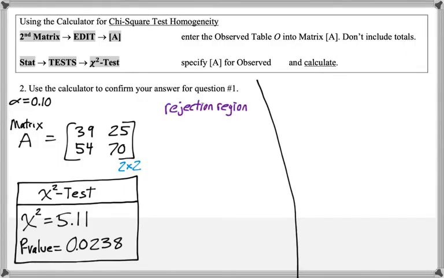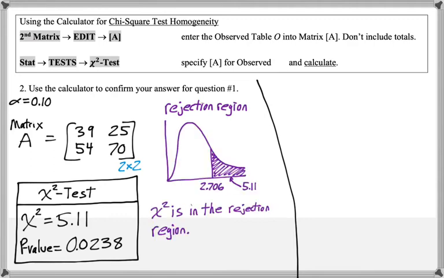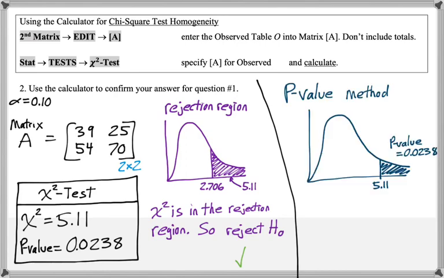So if we use the rejection region method, the picture would look like this. So chi-square is in the rejection region, which means we reject the null hypothesis. And this is consistent with what we found on number 1. If we use the p-value method, our picture looks like this, and the p-value is less than alpha. So again, we would reject the null hypothesis.